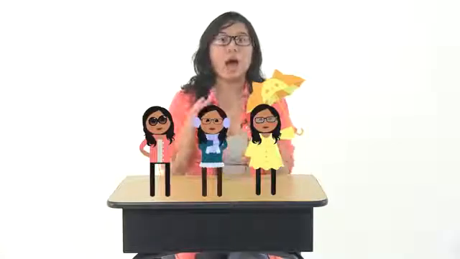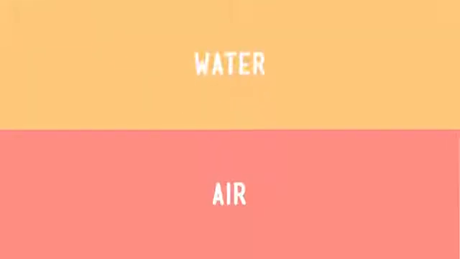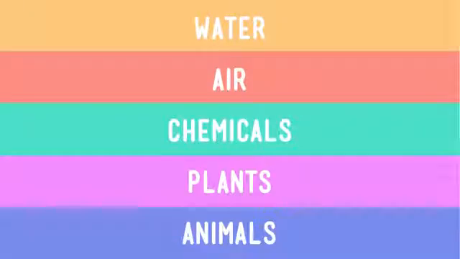I'm not talking about the weather, like if it happens to be sunny or cold or foggy outside your window right now. I'm talking about weathering, the process that takes place as rocks and other parts of the geosphere are broken down into smaller pieces. Weathering can be caused by water, air, chemicals, plants, or even animals, including us.